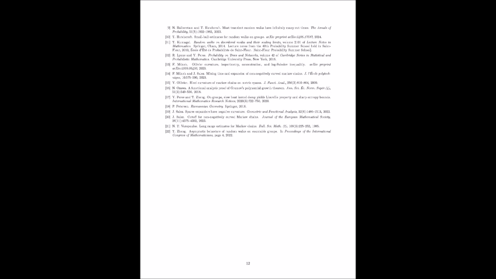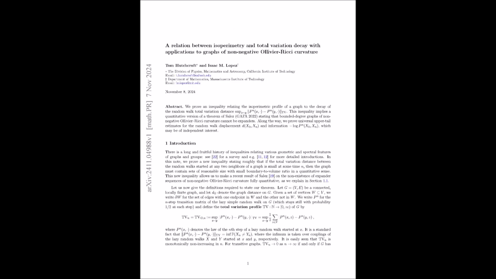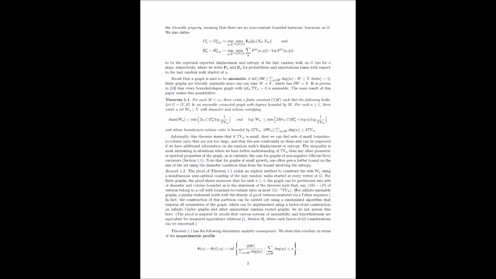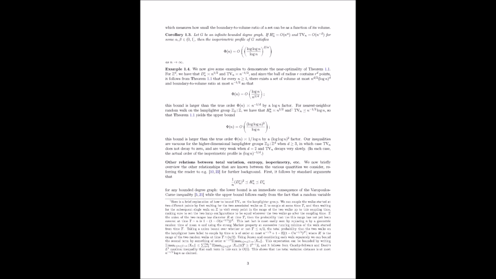So to make this more concrete, can we unpack those key quantities that the theorem uses? Absolutely. First we have the total variation profile, denoted by TVN. This measures how different the distributions of two random walks, starting at neighboring points, are after n steps. So going back to the gossip analogy, a low TVN means that the rumors become indistinguishable quickly. So fast spreading gossip equals low TVN.